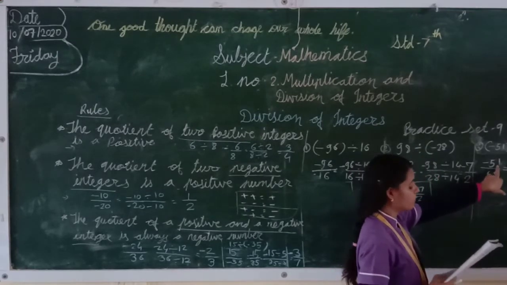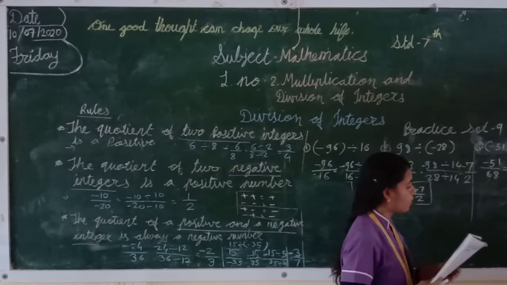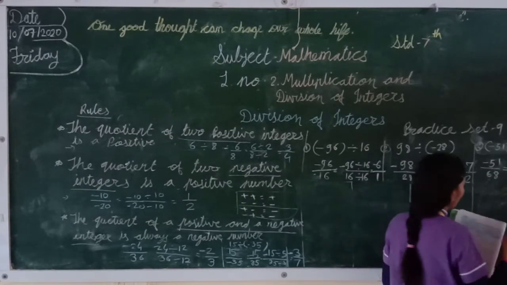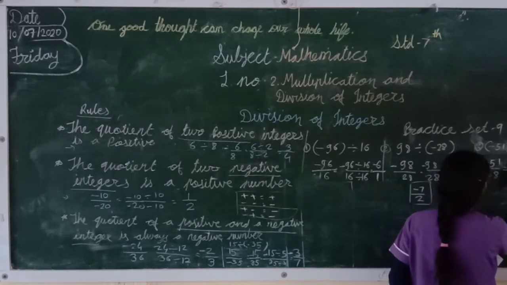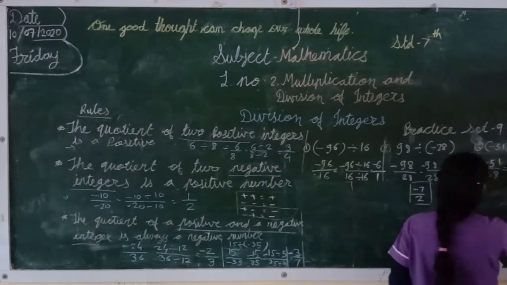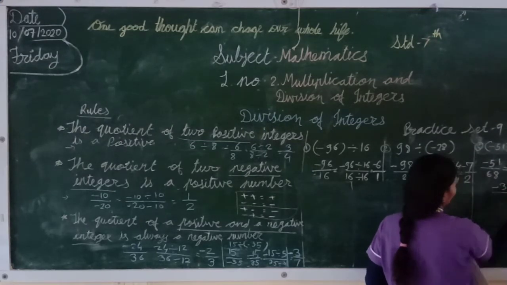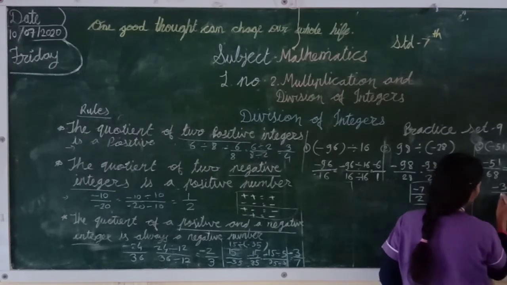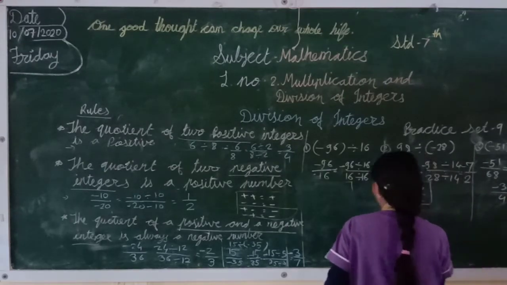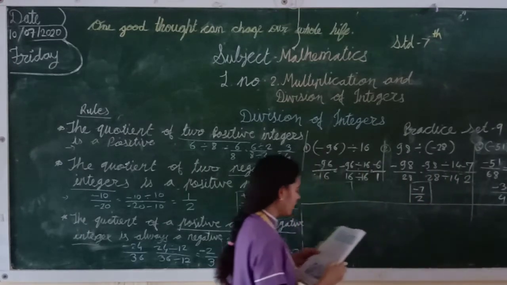17 3s are 51 and 17 4s are 68. So both numbers come in 17, so we will divide by 17. 17 3s are 51, this minus sign stays, and 17 4s are 68. I hope students you understood this one.